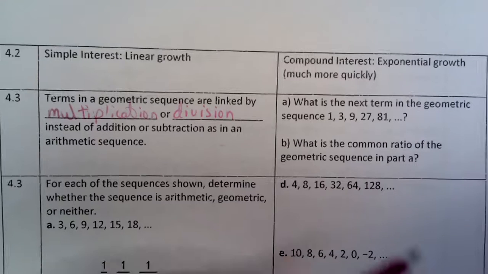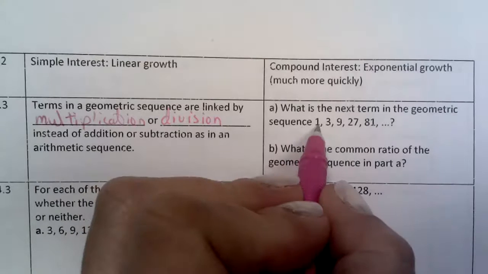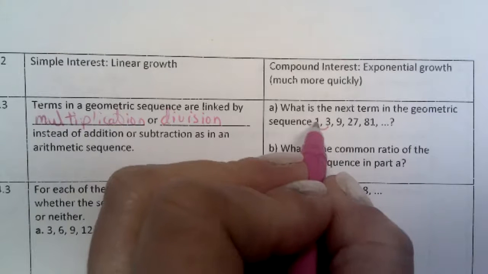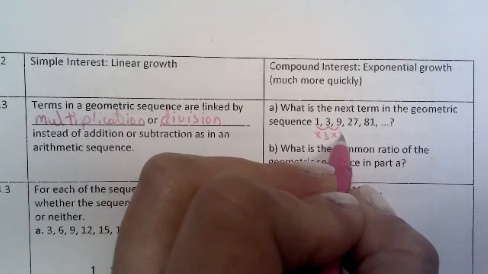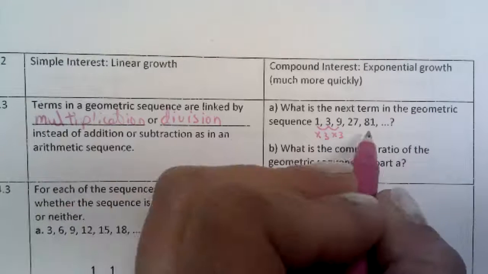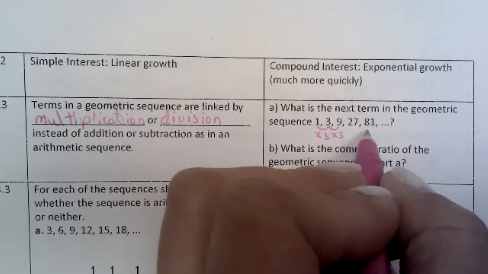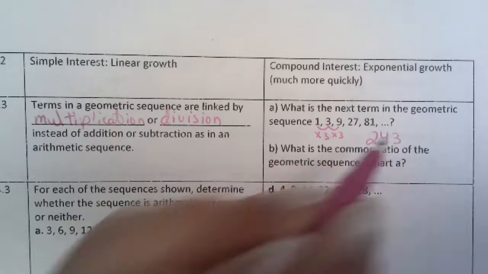So looking at this geometric sequence, what is the next term? So we have to multiply by what to get from 1 to 3? We multiply by 3. To get from 3 to 9, we multiply by 3. Okay, so the next term here would be 81 times 3, which would be 243.